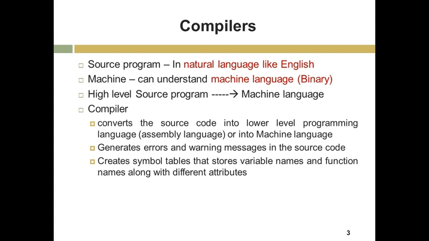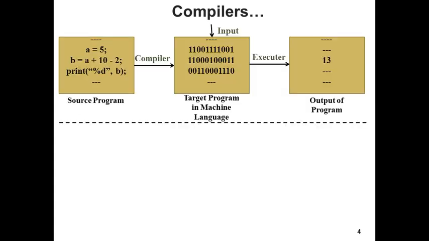Apart from this, the compiler also generates errors and warning messages in the source code. It also creates symbol tables that store variable names and function names along with different attributes. There are basically two types of compilers. The first compiler takes the source program as input and directly converts it to the target program in machine language, and then when input is given to this target program, the executor executes the program and it gives the output.